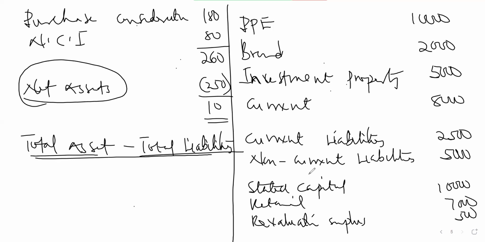Okay, so let's assume that these are the balances for the subsidiary at the date of acquisition. How do we calculate the net assets? How do we calculate the net assets? What will be the total value of the assets? Let's put the total value of the asset together.